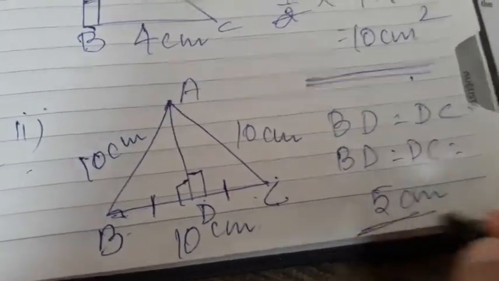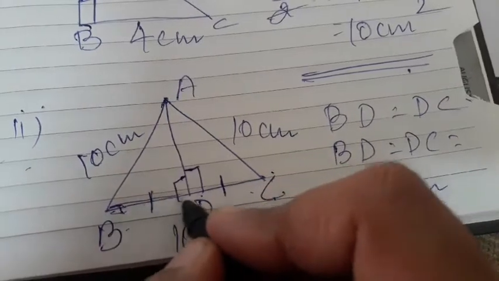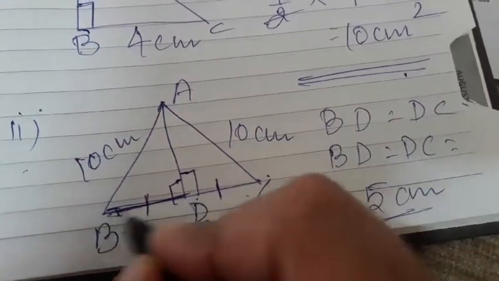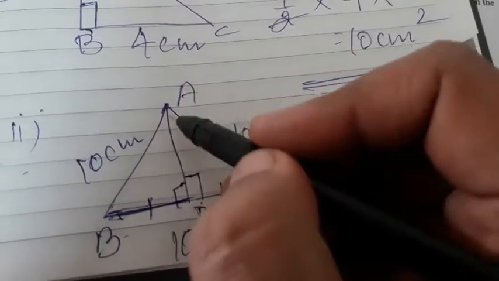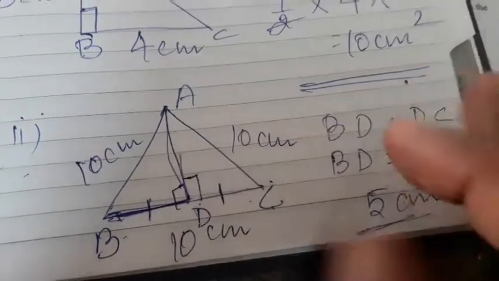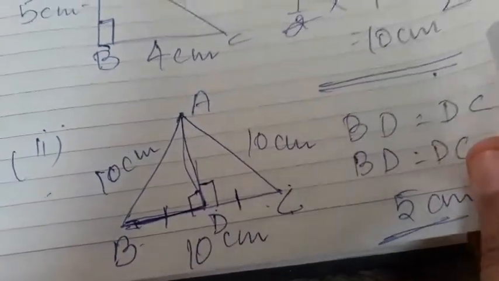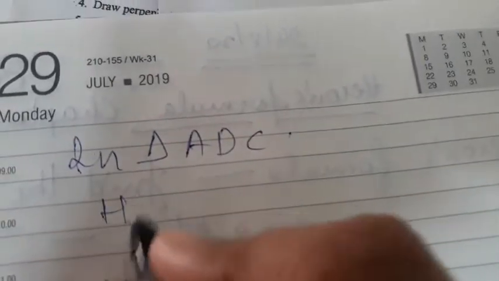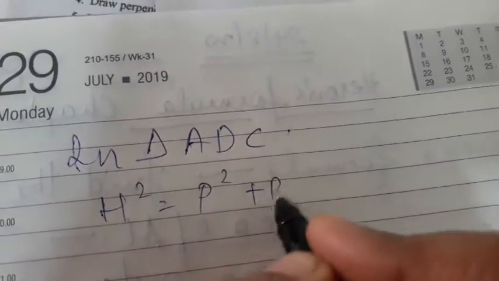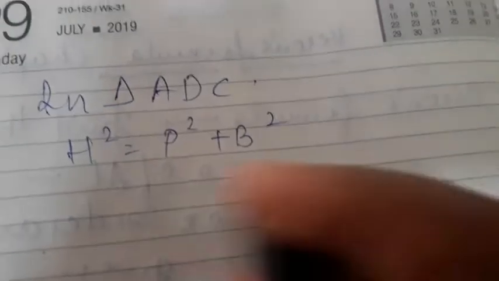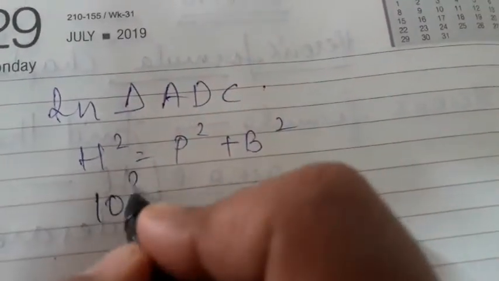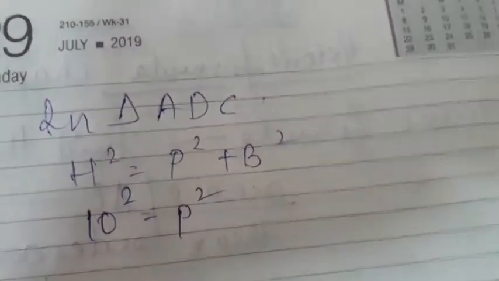Right? Now you know this part. When you know this part, this is 5 centimeter. This is the hypotenuse because this is now a right angle triangle. So we will consider this triangle. In triangle ADC, you know h square is equal to p square plus b square. H square is what? 10 square. P square we don't know because we are finding height.